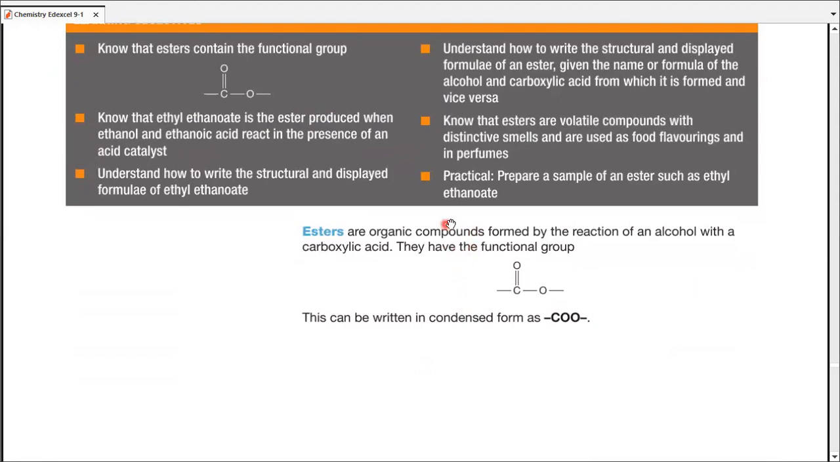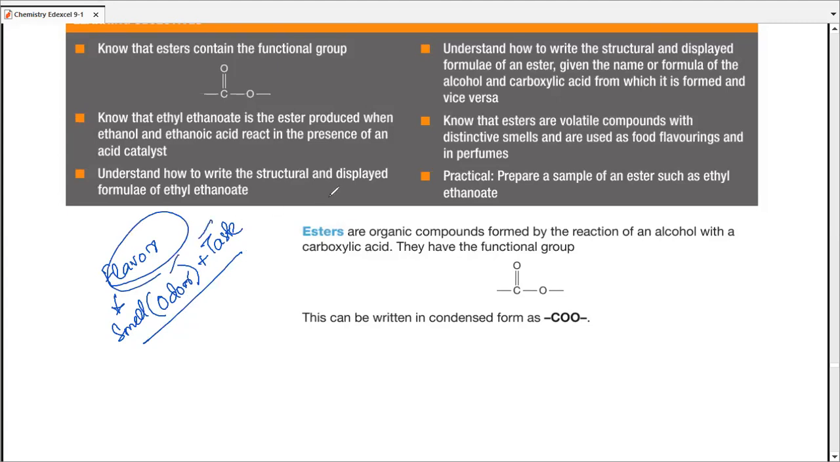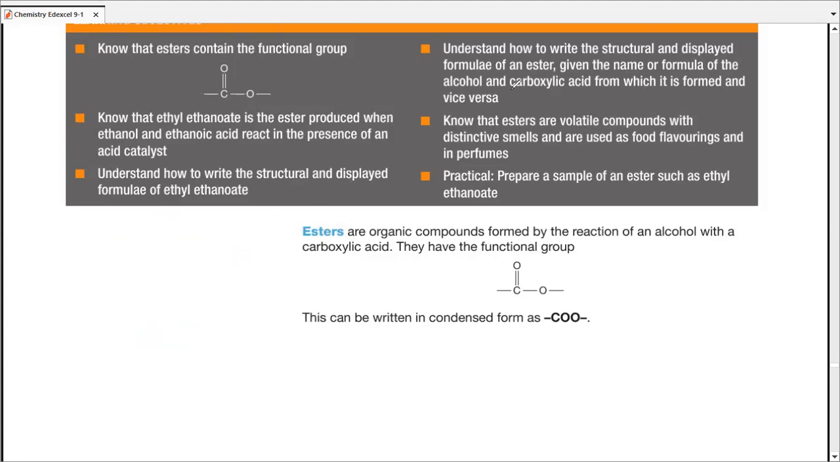Actually, they're all esters. When I say the word flavor, I'm actually including both the smell, or you can call it odor, right? And I'm also adding the taste to it. So when I use the word flavor, I mean both of it, right? So moving on. Esters are actually organic compounds, and the reaction is of alcohol and a carboxylic acid.